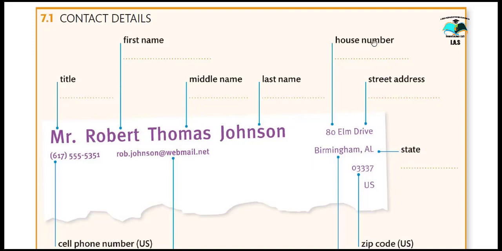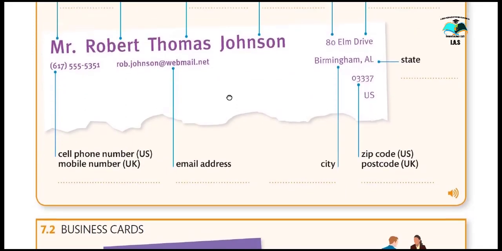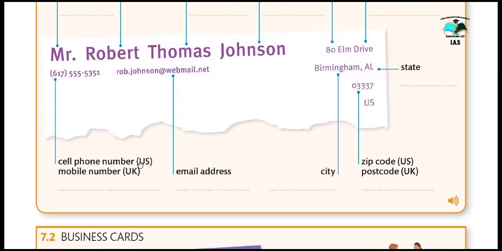Right? So you will have a house number. It's 80 Ellen Drive, where the street address is Drive and the house number is 80 Ellen. The state is where you live. And the cell phone number is the term used in the United States, but mobile number is used in the United Kingdom. This is the cell phone number or mobile number.